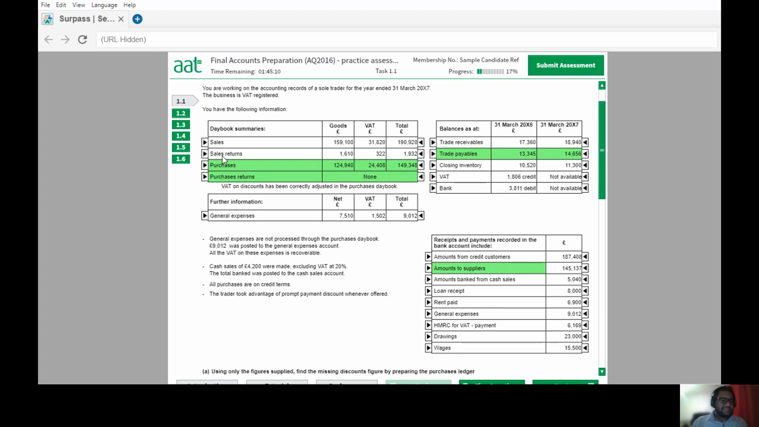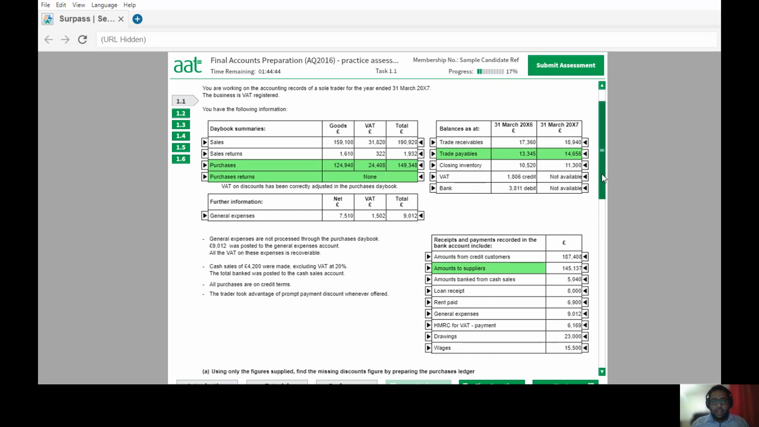Okay, so like the sales return, these are used for the VAT calculation, but there are some other entries here like loan, rent paid, drawings, wages, amounts from credit customers. These are not going to be used at all in any of the calculation. Maybe they have already been accounted for in your receipts and your payments.